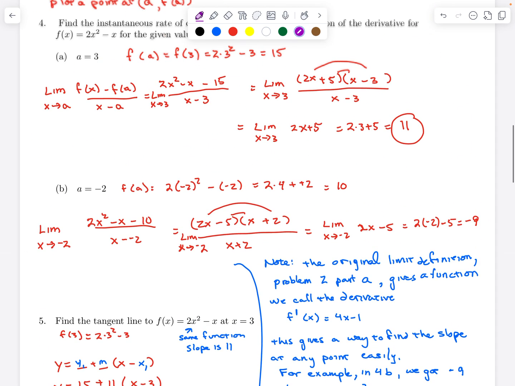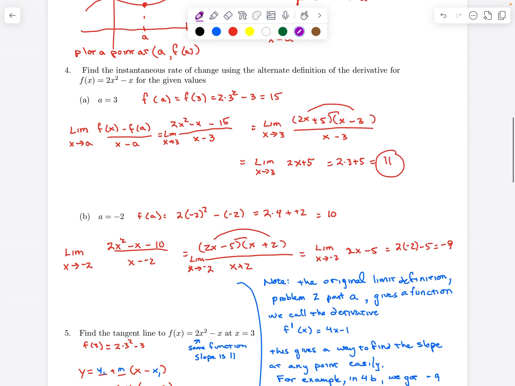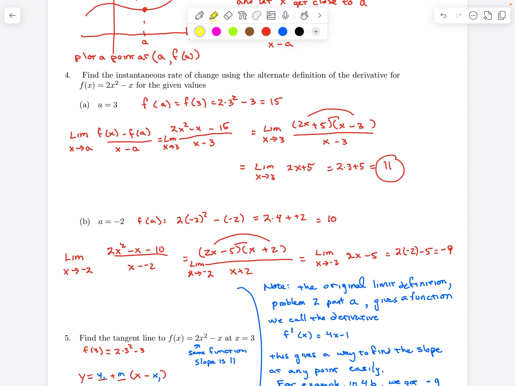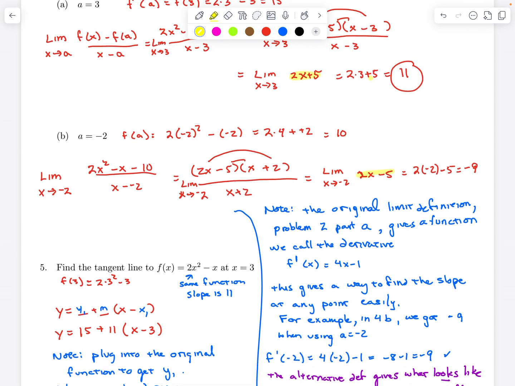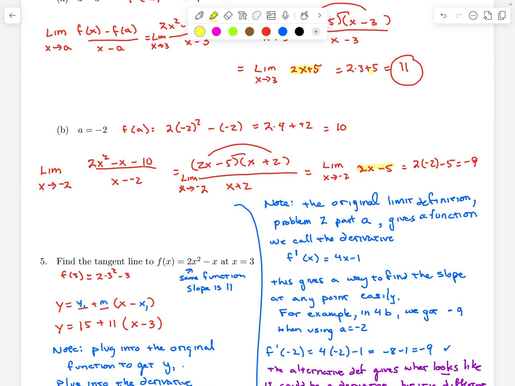Okay, so for instance, when I look at problem 4, the alternative definition, I got 2x plus 5 when I was doing 3, and I got 2x minus 5 when I was doing -2. It's not the same, you have to recalculate it every time. So the alternative definition is not as useful as the proper original limit as h goes to 0 definition.